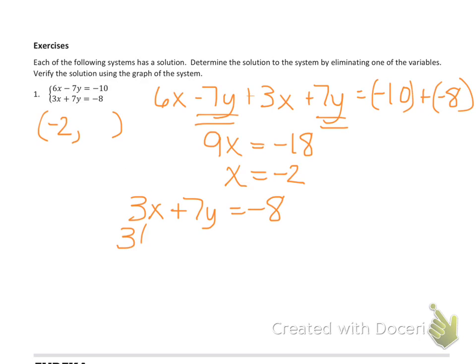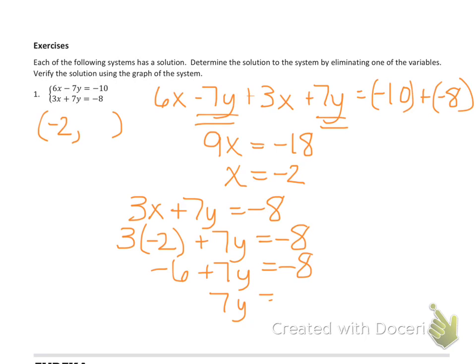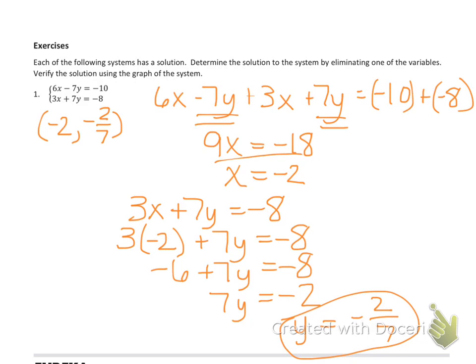So 3 times negative 2, and I'm just doing this silently just so you can watch. So I'm going to add 6 to both sides. So I'm going to get 7y is equal to negative 2. Negative 8 plus 6 is negative 2. And y is equal to negative 2/7. So negative 2/7 is my y coordinate of the solution.